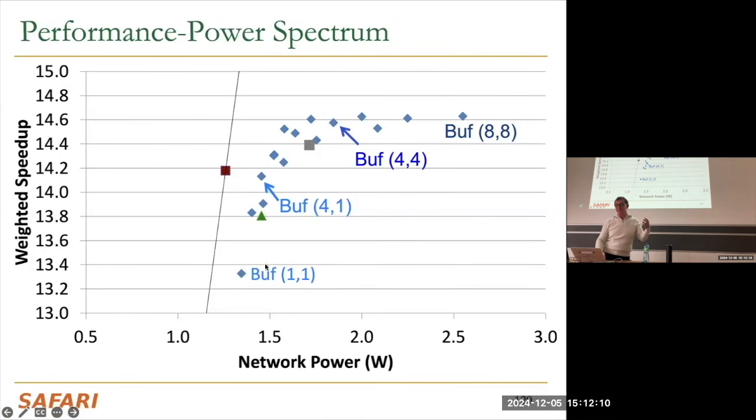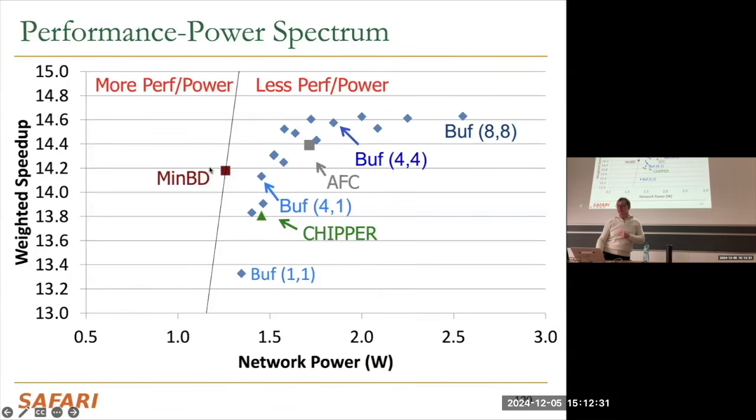So clearly, if you do a design space exploration, you can vary the buffers that you have with different types of buffering. At some point, your buffers are too many, so your performance improves very little, but your power increases, as you can see. So CHIPPER is over here, the green one, and this is the MinBD over here, which is actually not at a bad point, right? It's the lowest power network, but it has reasonable performance.